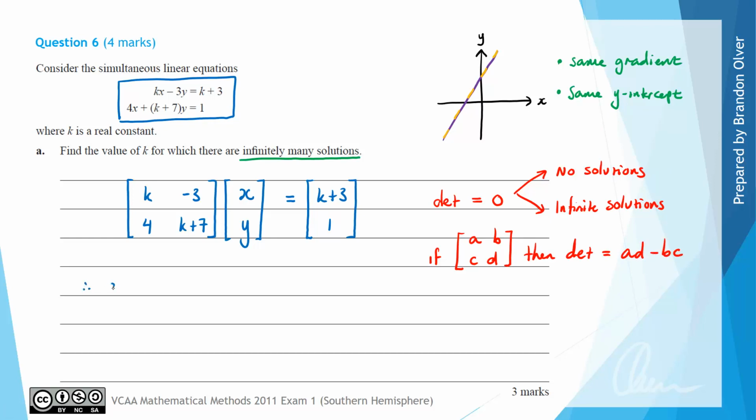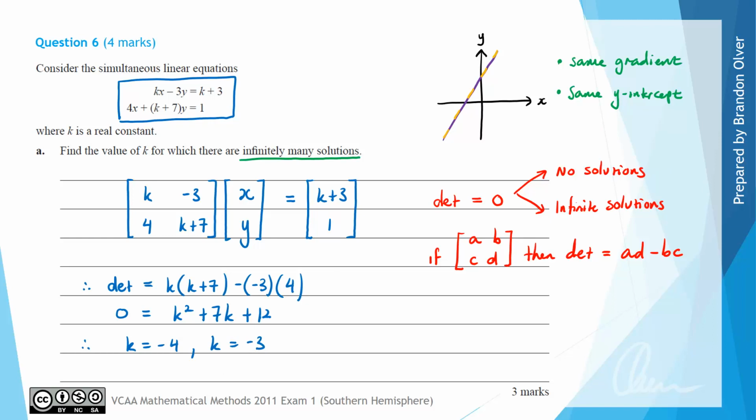So therefore, the determinant of this matrix system is going to be AD, which is k times (k plus 7), minus BC, which is minus 3 times 4. So that determinant is going to be k squared plus 7k plus 12, and we want that to equal 0. So therefore, we get k equals -4 and k equals -3 as the two solutions to that equation.